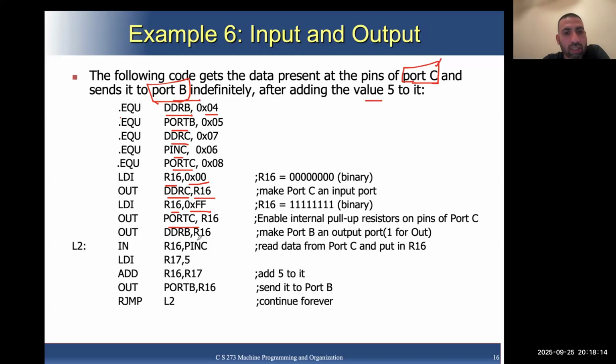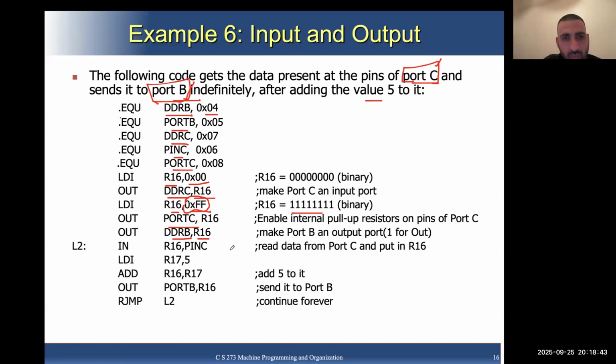And after that, what we need to do is configure port B in output mode. So for that, we are writing R16 on the data direction register of port B. Remember, R16 already has the value of 0xFF. And when you write all ones on the data direction register of port B, it means you have configured all the pins of that port in output mode, right?